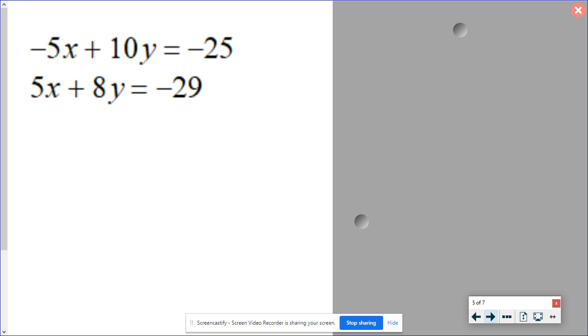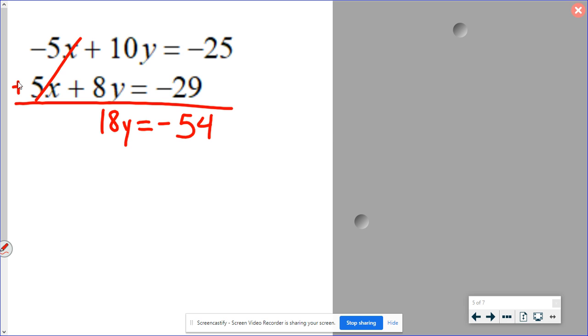In this problem, this time again, the x's are the opposites. Positive 5x in the second equation, negative 5x in the top equation, cancel. 10y plus 8y is going to be 18y. Negative 25 and negative 29 will be a negative 54. So y will be negative 3.